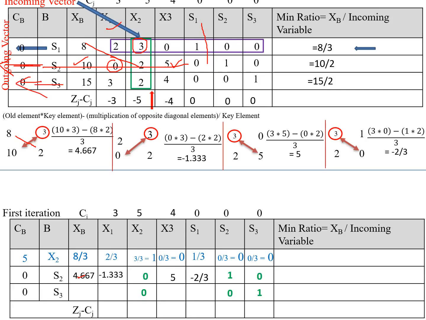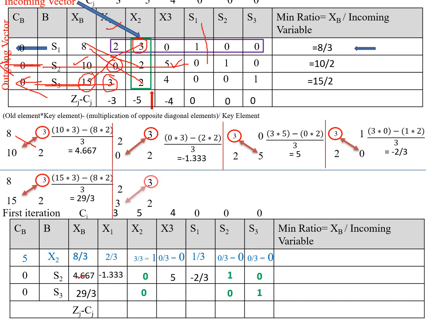For the S3 row and XB value is the 15. So key element is the 3. Opposite diagonal elements are the 8 and 2. So here we will get the value 29 by 3. We have to enter the 29 by 3 value. Similarly, next one is the S3 and X1. So old element is the 3, then key element is the 3, then opposite diagonal elements are the 2, 2. Then value it will become here 5 by 3.